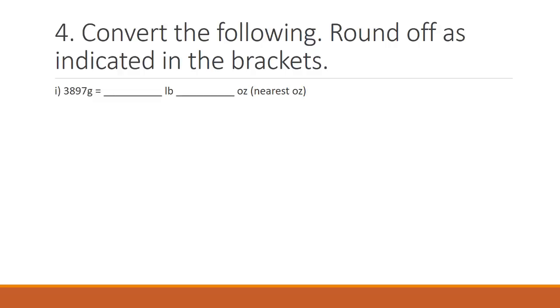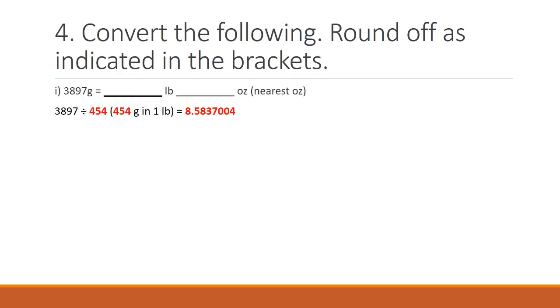Let's move on to the next one. 3,897 grams. I need to round that off to pounds and ounces. There's no equal sign here. So I want to take these grams and convert it to pounds and ounces, rounding off to the nearest ounce. My relationship: there are 454 grams in 1 pound. I'm going to take the amount of grams that I have, 3,897, and divide it by 454, the amount of grams that equals 1 pound.